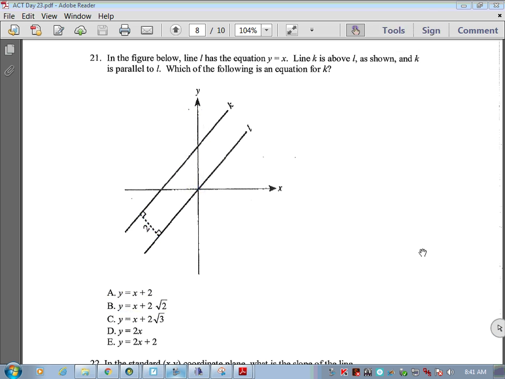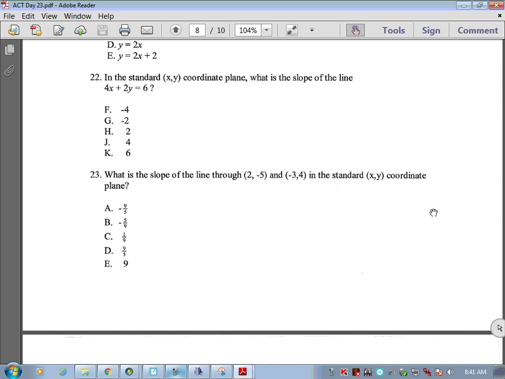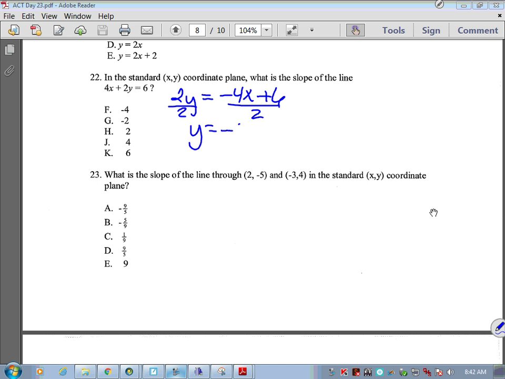Okay, so that's a tough question. There's a lot to that. Number 22. In the standard xy coordinate plane, what is the slope of the line 4x plus 2y equals 6? All you're doing here is converting from standard form to slope-intercept form. So subtract 4x and then divide everything by 2. So you're going to get first 2y equals negative 4x plus 6. Then you're going to divide everything by 2, and you're not really concerned about the y-intercept, so you're really just taking negative 4 divided by 2, and you should get negative 2x, which is really just negative 2 as your slope. Okay?